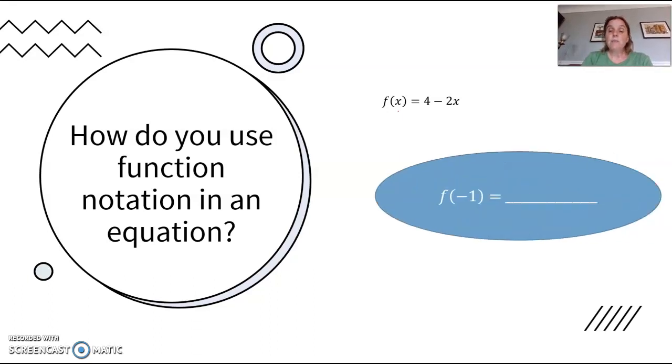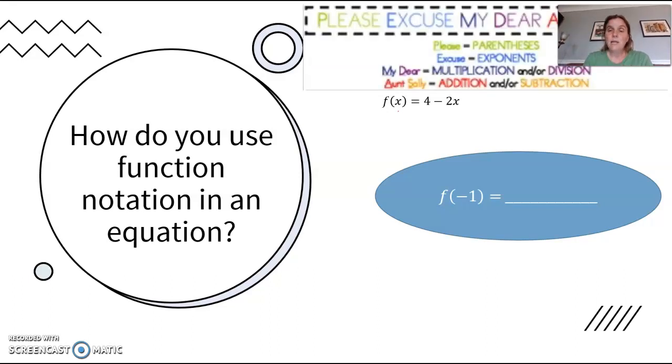As you're doing these problems, here's an example of one, f of -1. So now our input is -1, and our equation tells us that we're going to do 4 minus 2 times -1. I want you to really be aware of order of operations as you're doing this.